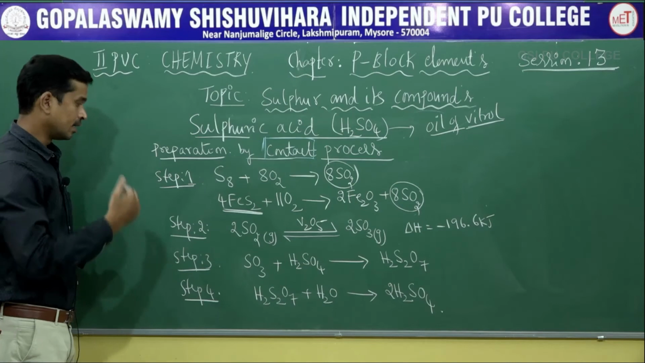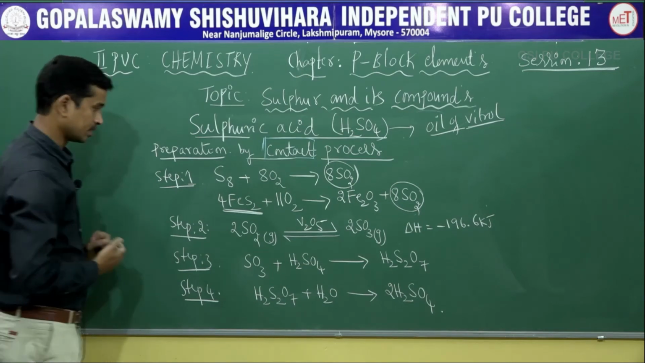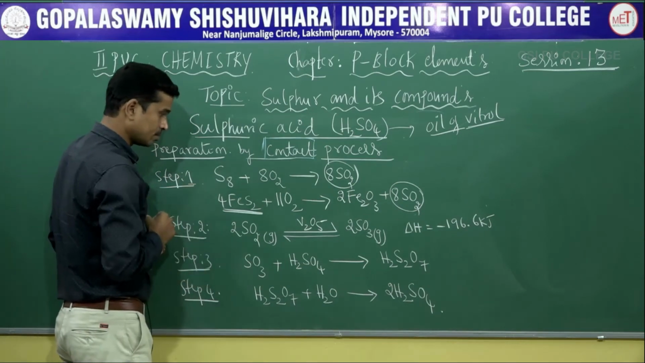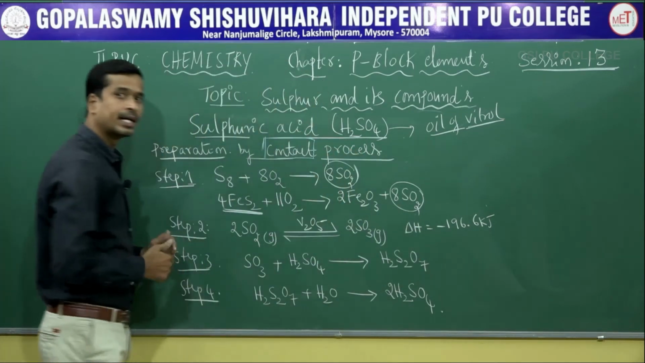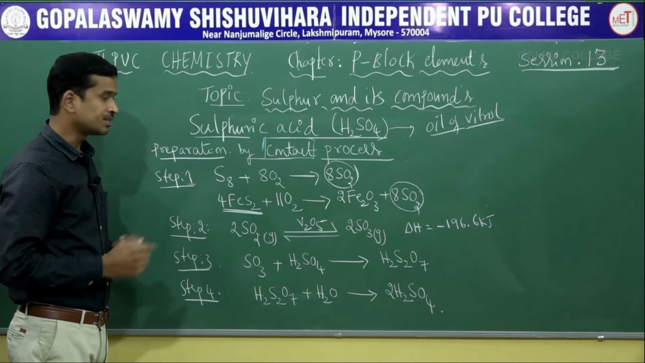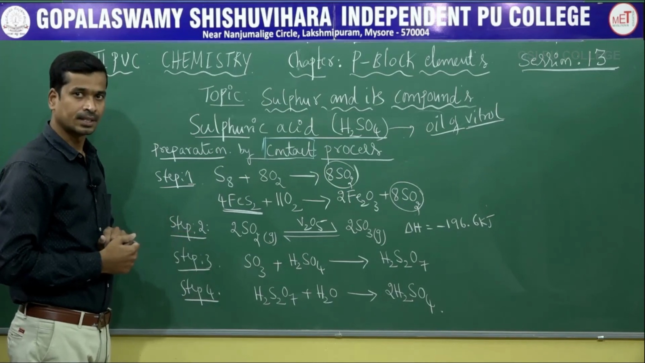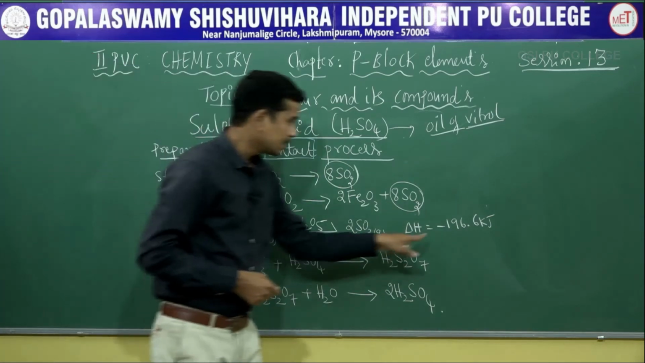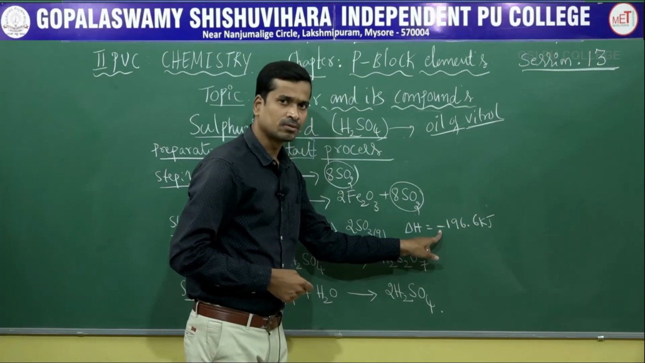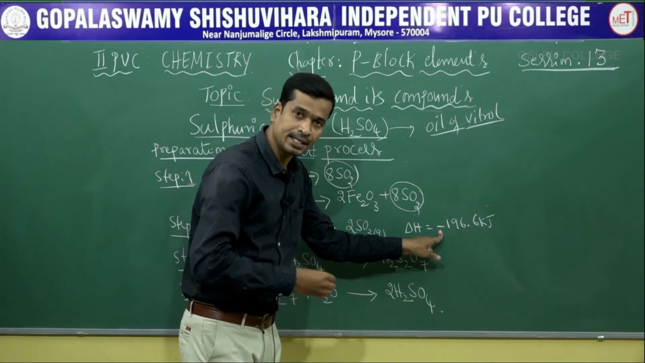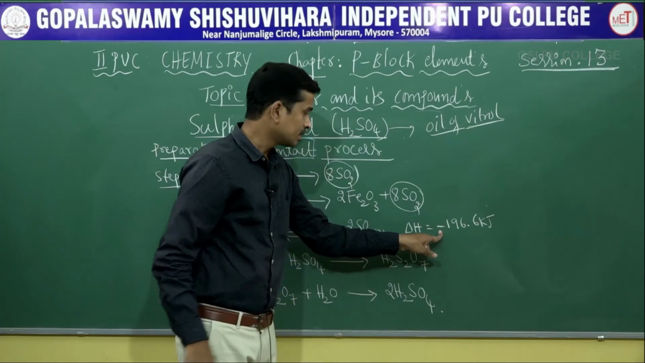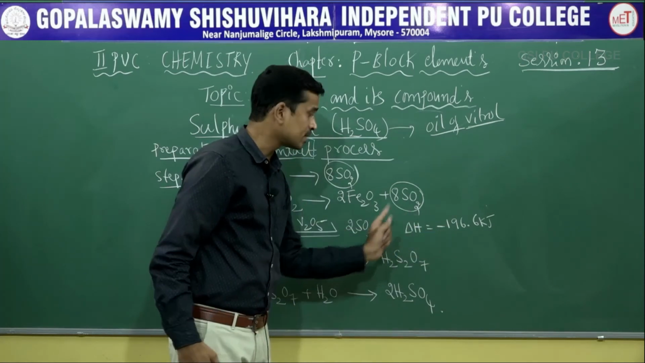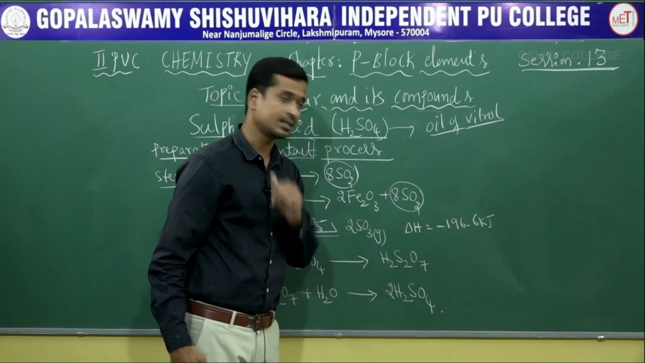Clear? Next, the second step. Before going to the second step, what is the reaction you have to observe? Delta H. Delta H indicates what? Change in enthalpy. Clear? Its sign indicates what? Negative means it is liberated. It can be plus, then it is absorbed. A negative sign indicates that heat is liberated. It is called exothermic in nature.